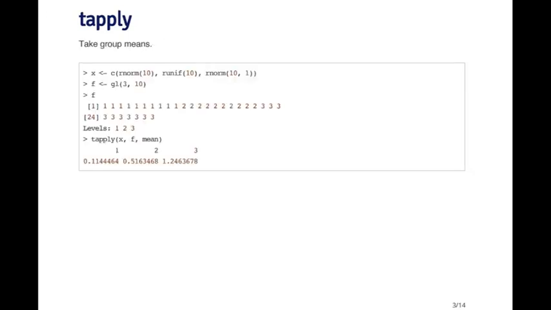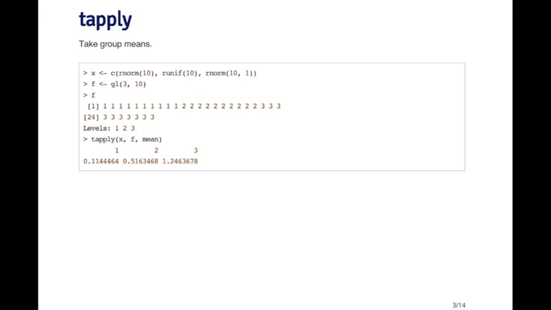So here's a very simple example. I'm simulating a vector of normal random variables and uniform random variables, and there's 10 normals, 10 uniforms, and then 10 normals that have a mean of 1. So you can think of this vector as having 3 groups. Then I'm going to create another factor variable using the gl function, and this factor variable is going to have 3 levels, and each level is going to be repeated 10 times. So when I print out the factor variable here, you can see that there's 10 1s, there's 10 2s, and there's 10 3s. So the factor variable indicates which group the observation is in.